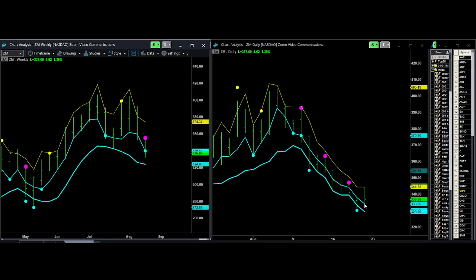Right now the closing price on the daily chart is a little bit above the minimum value trend line. That means it may still take maybe one or a couple more days, it may still be trying to decrease in value.